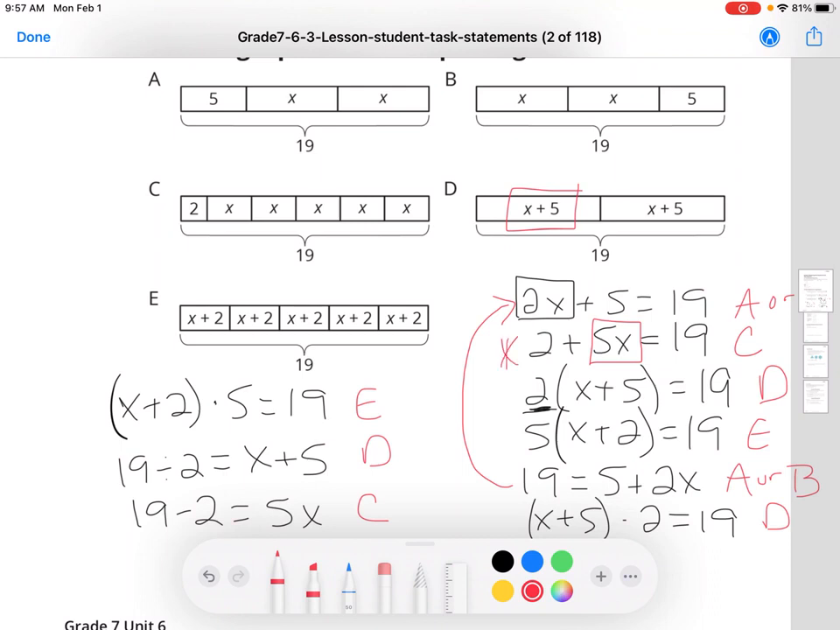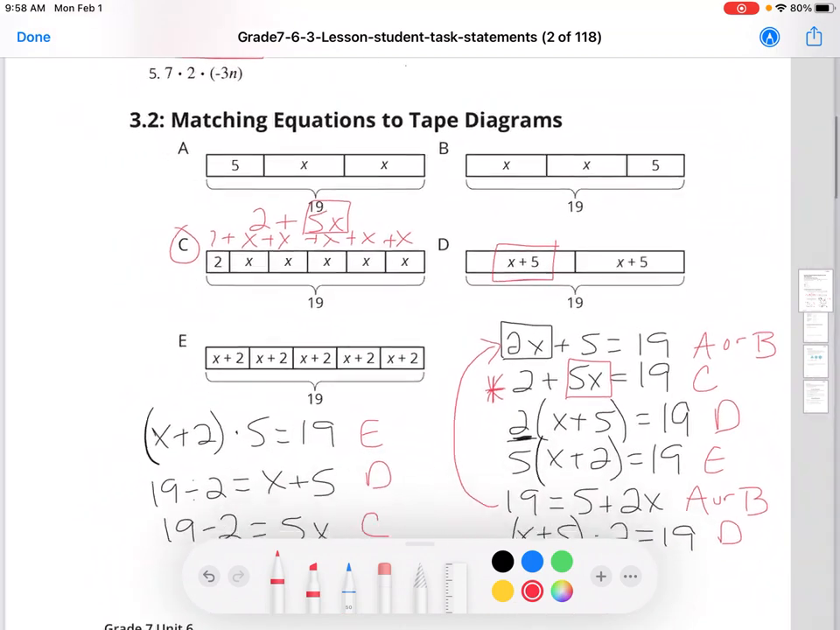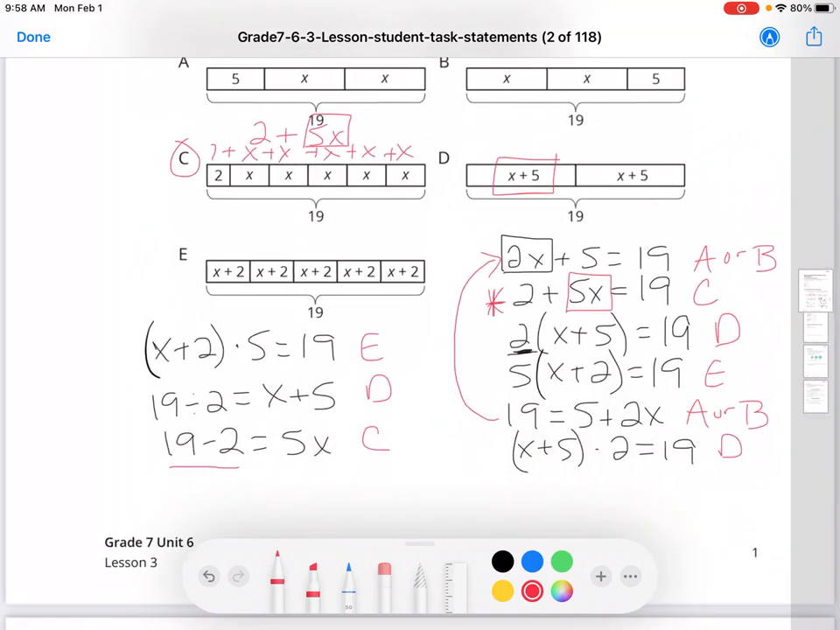So if you look at these equations, 2 plus 5 times x equals 19 in this diagram. So 2 plus x plus x plus x plus x plus x, which is the same thing as 2 plus 5x. Well, to figure out what 5x would equal, I would need to subtract 2 from 19, which is what they have done here.